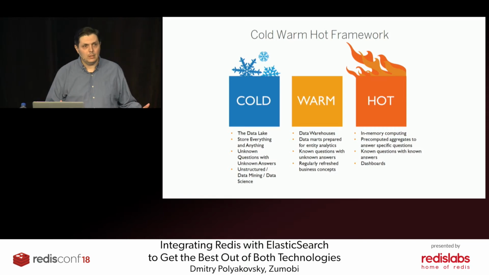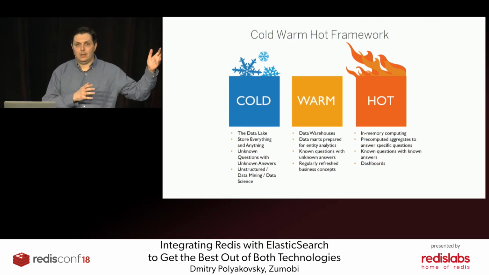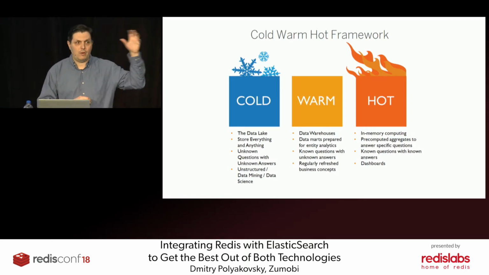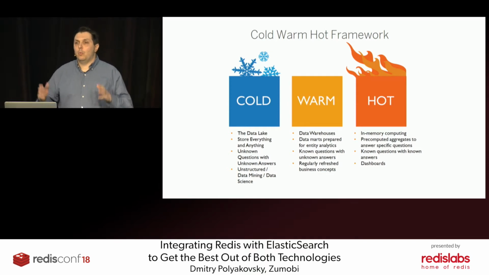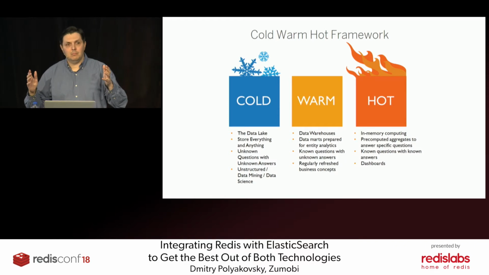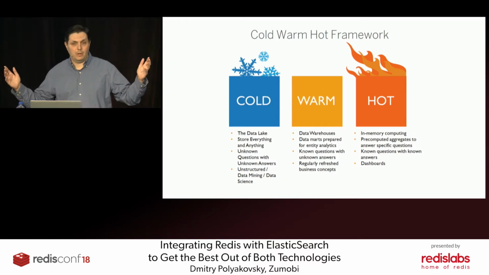The general theme is that we have hot data that's going to live in Redis. It's things that are changing very rapidly, things that have just happened seconds ago. The warm data is going to live in Elastic. This is where we're going to store it for a much longer period of time.